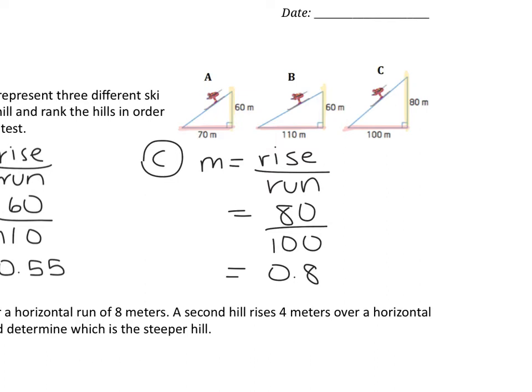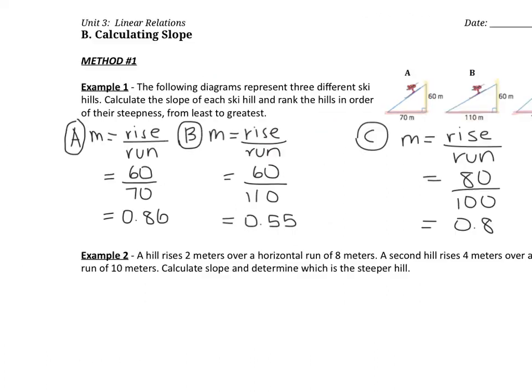And now we can compare the hills and rank them in order of steepness. If we take a look at our answers for slopes, we have to rank the hills in order of steepness from least to greatest. In terms of which is the least steep, we are looking for the lowest value of slope. So between 0.86, 0.55, and 0.8, ski hill B would be ranked number 1. That is the least steep. 0.55 is the smallest of those 3 numbers.